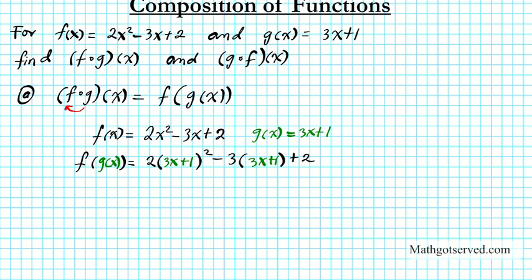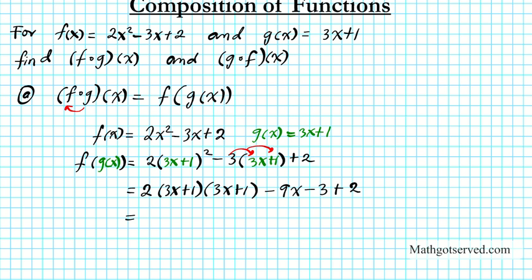Okay? Alright, let's go ahead and simplify this. We're going to have 2, since that quantity is being squared, it's going to be times 3x plus 1 times 3x plus 1. And now we're going to distribute negative 3 to 3x and then positive 1. That's going to yield negative 9x minus 3 plus 2.